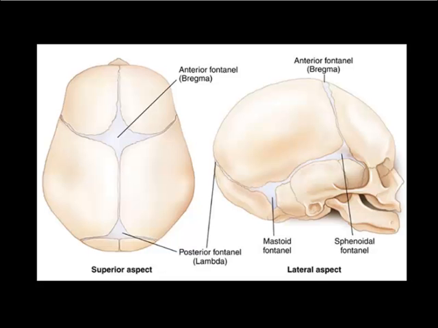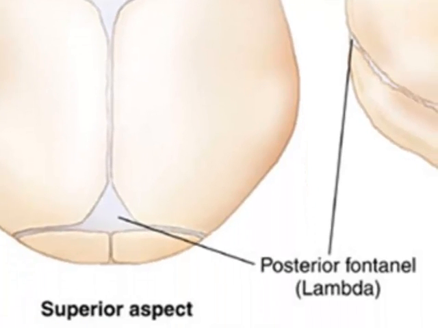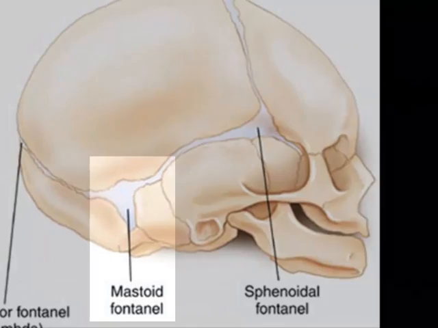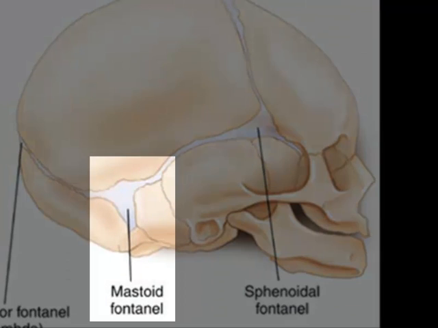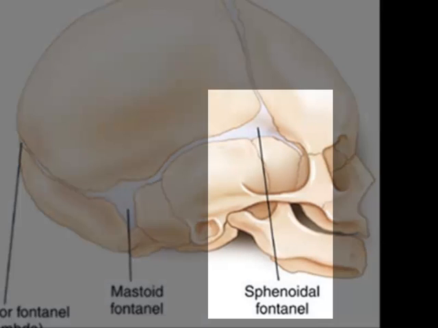These are termed fontanelles, and the purpose of them is really to allow for growth. There are 6 fontanelles named. There's the anterior, also known as the bregma. The posterior, also may be called the lambda. The posterior lateral may be called also the mastoid, and the anterior lateral with the alternative name of sphenoidal.